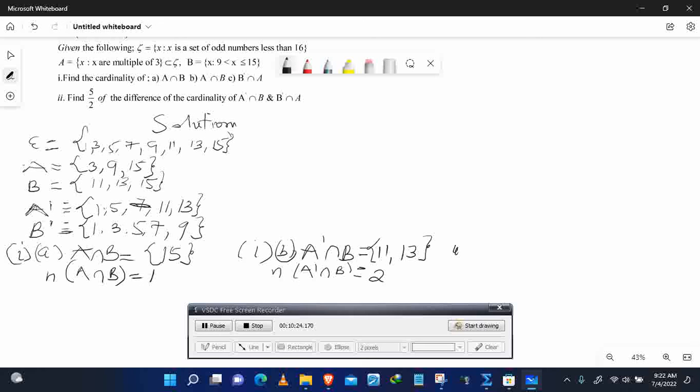So move on to I C. Now I C is B complement intersection A. You see, since we found B complement, it makes things easier. So B complement intersection A. We start with 3. Do we have 3 here? What is common? Yes, there's 3 there. So we come here and write that down.